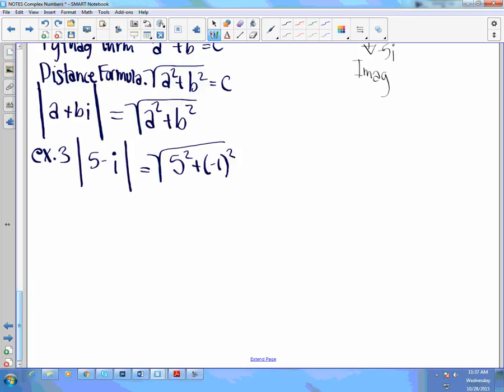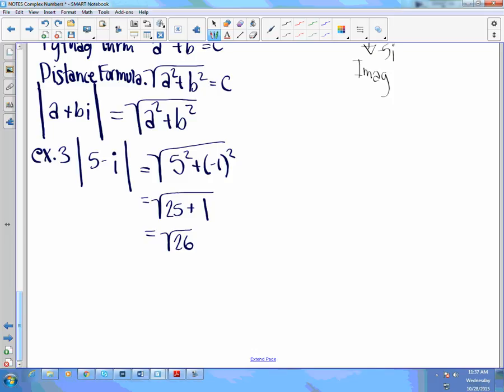So now we just simplify. 5 squared is 25, and -1 squared is positive 1. And then 25 plus 1 is the square root of 26.